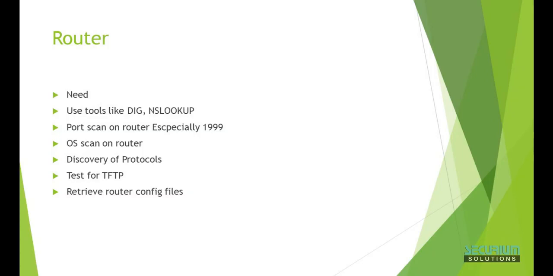Okay, and we are going to use simple tools like dig and nslookup. Why do we need to do these things? Because sometimes organizations and clients have put their router as a DNS server. So that's why we use these tools to enumerate more information regarding the DNS, and then we have to scan the ports which are open on our router. And we do a port scan. You can go with Nmap to do that.